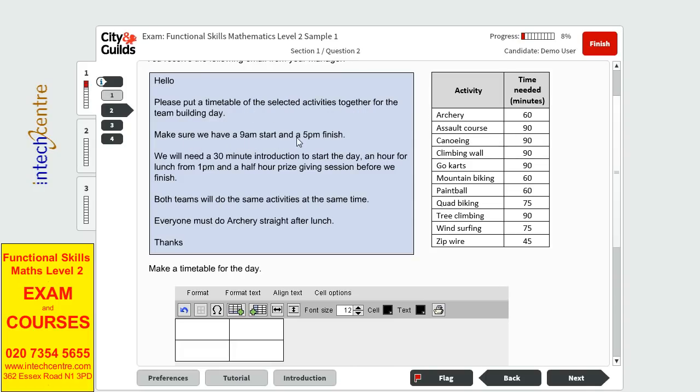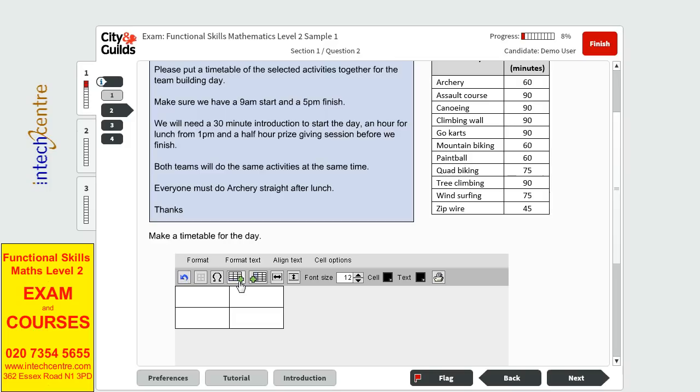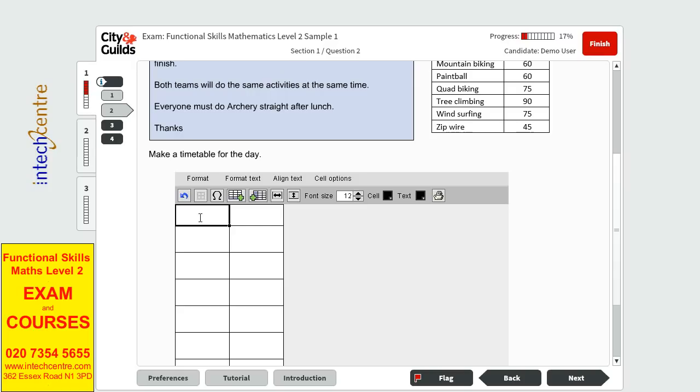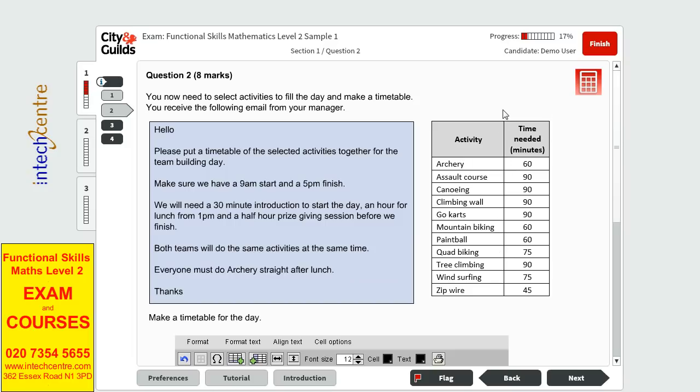Make sure we have a 9 a.m. start, a 5 p.m. finish. We need a 30-minute introduction at the start of the day, an hour for lunch, and half an hour prize giving session before finish. Both teams will do the same activities at the same time. Everyone must do archery straight after lunch. So we'll create a timetable for both teams. We don't have to put team A and team B. So here we'll put time, and here we'll put activity. It looks similar to the table here.